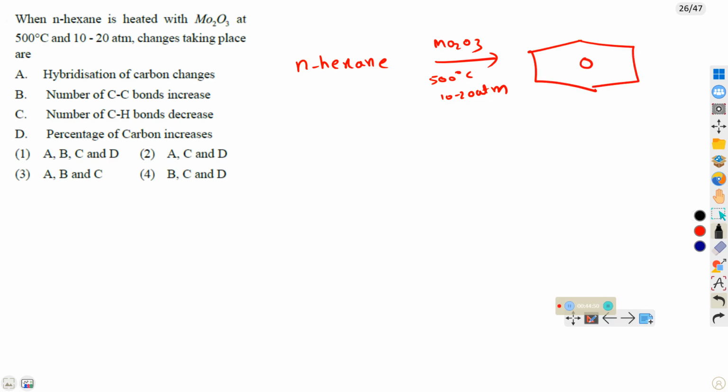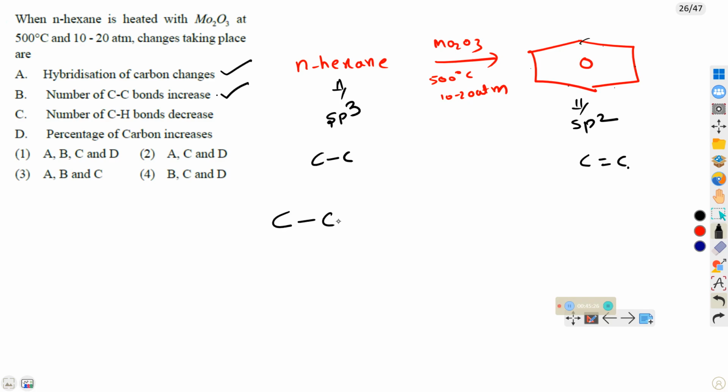Once check the alkane properties. In n-hexane, carbon atom undergoes sp3 hybridization. Here carbon atom undergoes sp2 hybridization. Between carbon and carbon, single bond is present. Here double bond is present. Based on this, once you can check. Hybridization of carbon changes, correct. Number of CC bonds increases, correct.